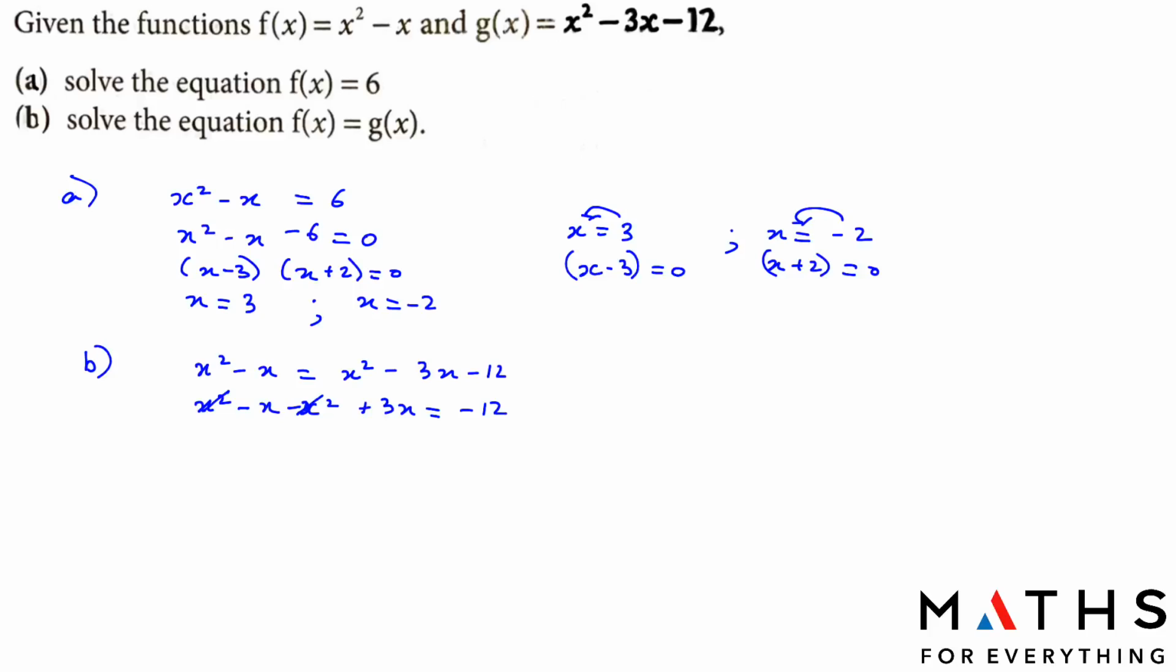X squared minus x squared will be cancelled. Negative x means there's a 1 here. Negative 1x plus 3x will give us 2x is equal to negative 12. Divide the negative 12 by 2. X is equal to negative 6.